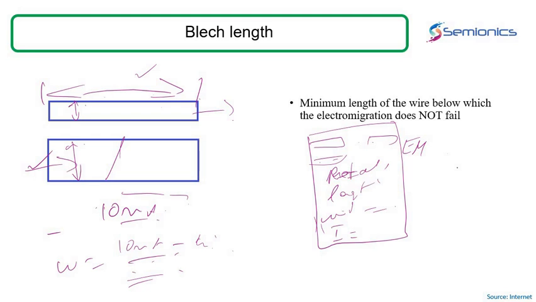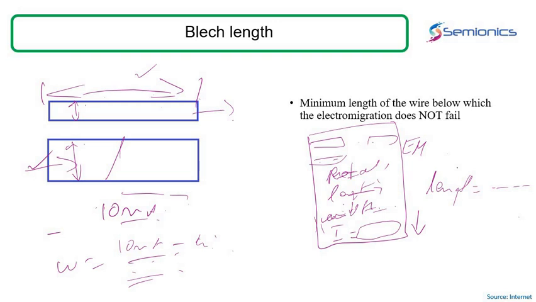And what happens, just as an experiment, is you keep the width constant and slightly increase the length, and keep on increasing. At some point of time, the current carrying capacity tends to reduce. You can try this experiment while you're working, if you have an EM calculator.